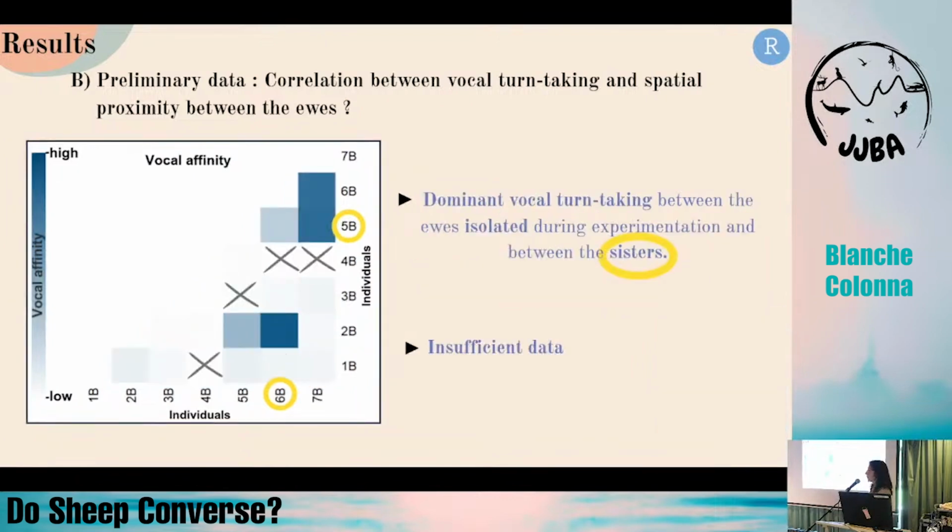And after, for the vocal affinity, this is preliminary data because I only had the time to analyze 4 sessions.